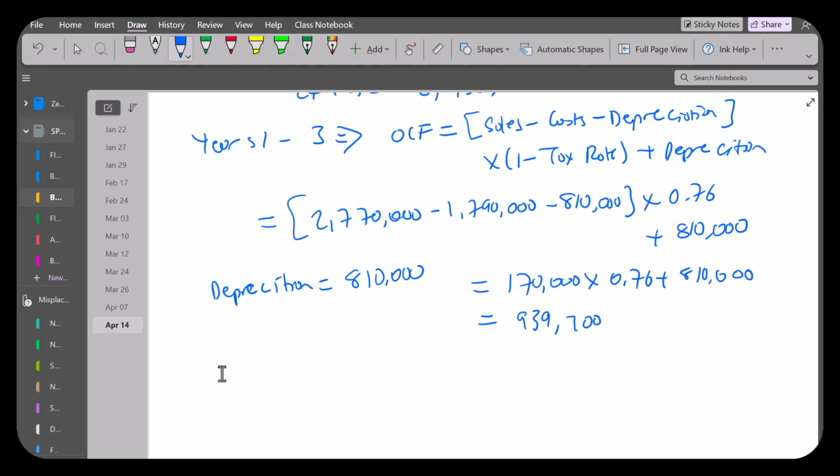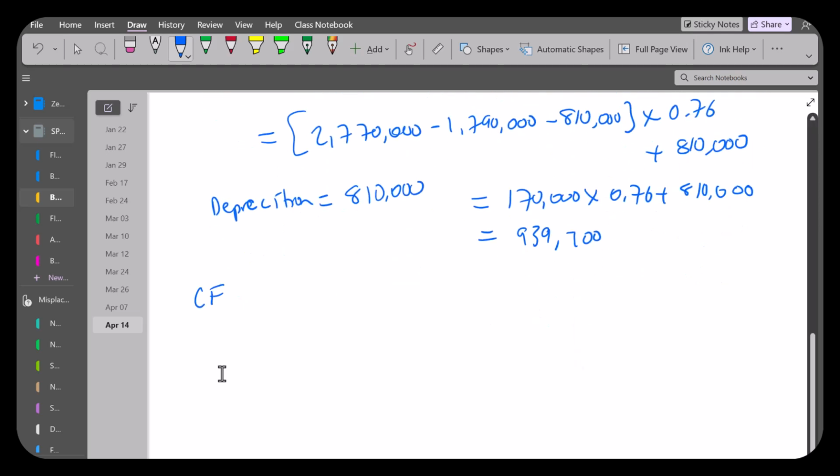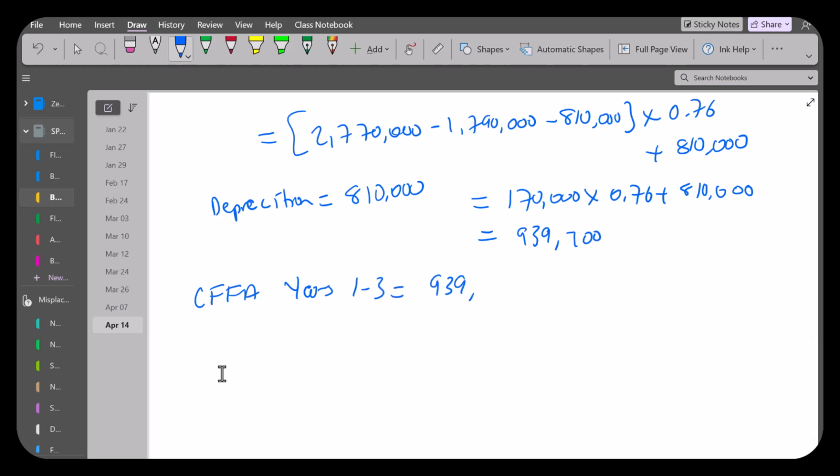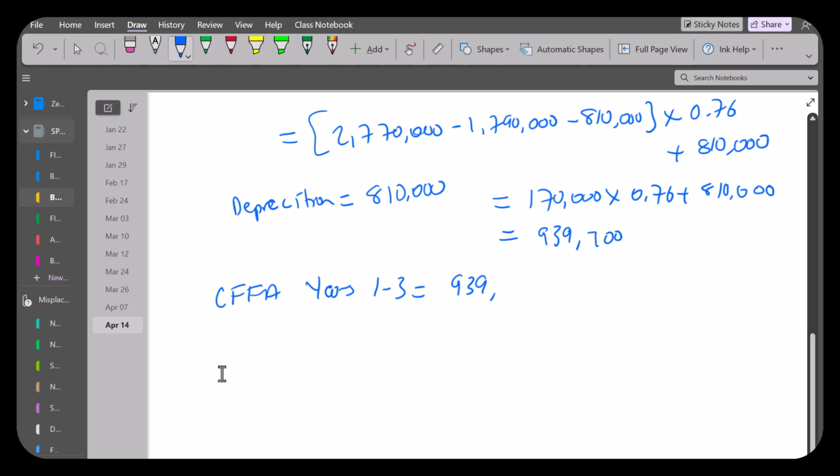In this problem, there is no salvage value, so we don't have to do anything special on year 3. And similarly, no change in working capital. So for CFFA, years 1 through 3 is 939,200.